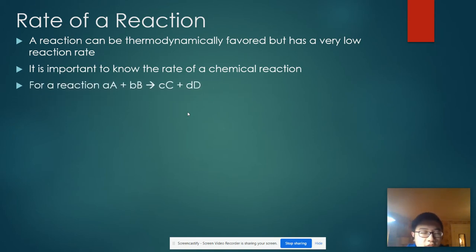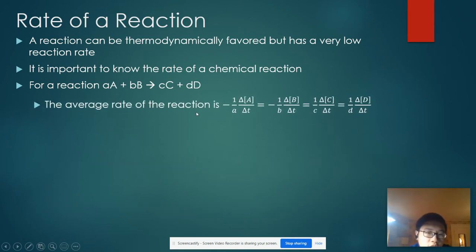So let's take a look at an example here. If there's a reaction, a moles of A plus b moles of B, which forms c moles of C plus d moles of D. The rate of reaction, we know the rate of something is just the change of something divided by the change in time.